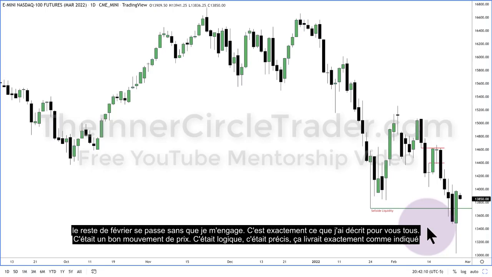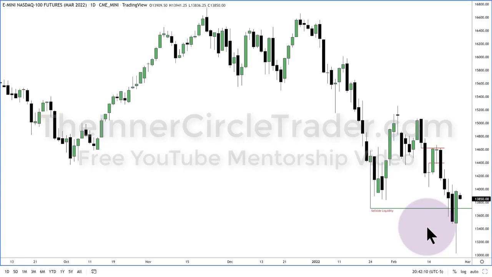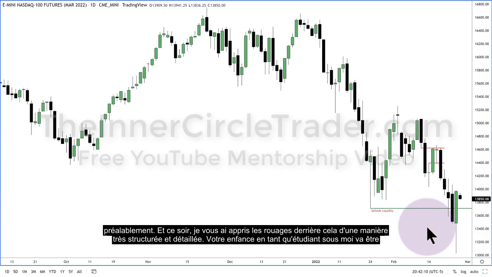It was a nice price move. It was logical. It was precise. It delivered exactly as I outlined beforehand. And tonight I taught you the internals behind that in a very structured, detailed way.